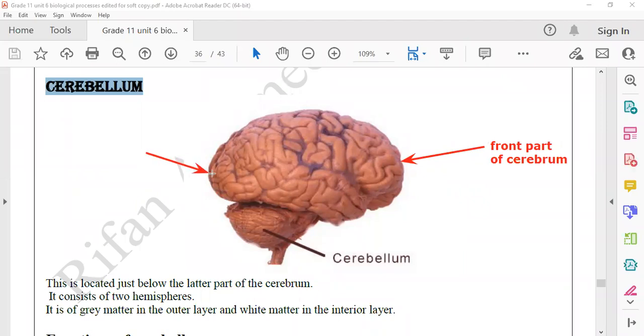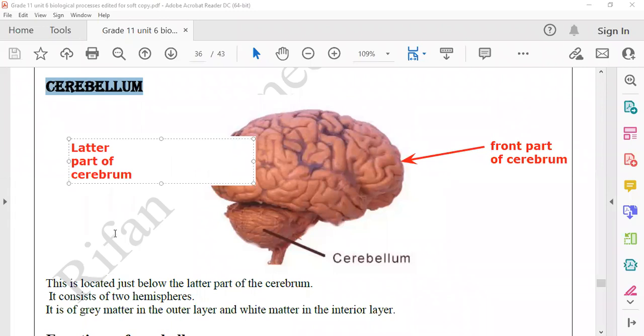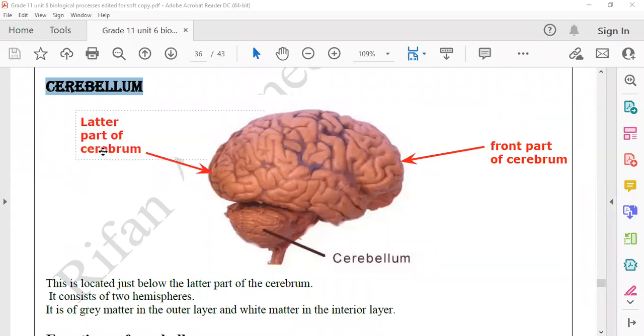In that case, this is the hind part. Your book says it is the latter part of the cerebrum. Front part, latter part, hind part. Cerebellum is located below the latter part of the cerebrum. Clear? Are you clear? Yes, sir. Good. Mark these two: the front part of the cerebrum, a latter part of the cerebrum.